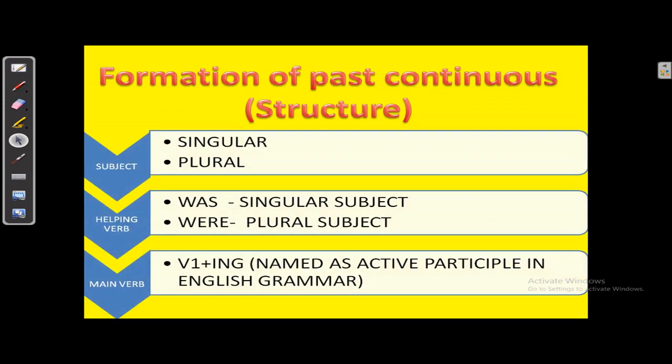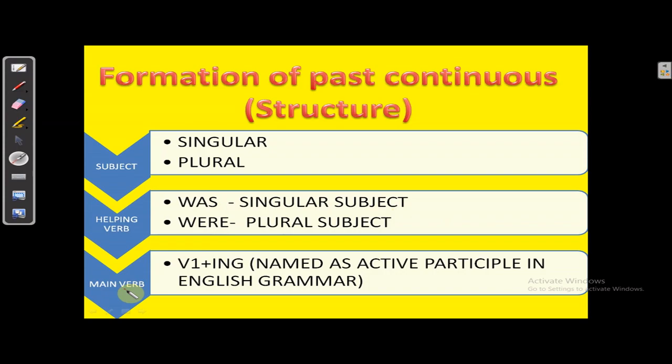Now, talking about that, we need three things. First is the subject, because it is the first word that we write. The subject can be a singular subject or a plural subject, and accordingly we use a helping verb. And what's a helping verb? The helping verb in the case of the past continuous is was for the singular subject and were for the plural subject. And then the main verb.